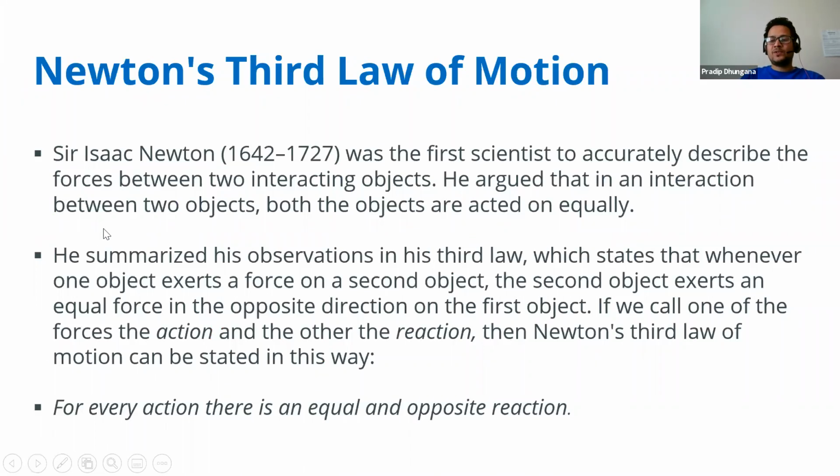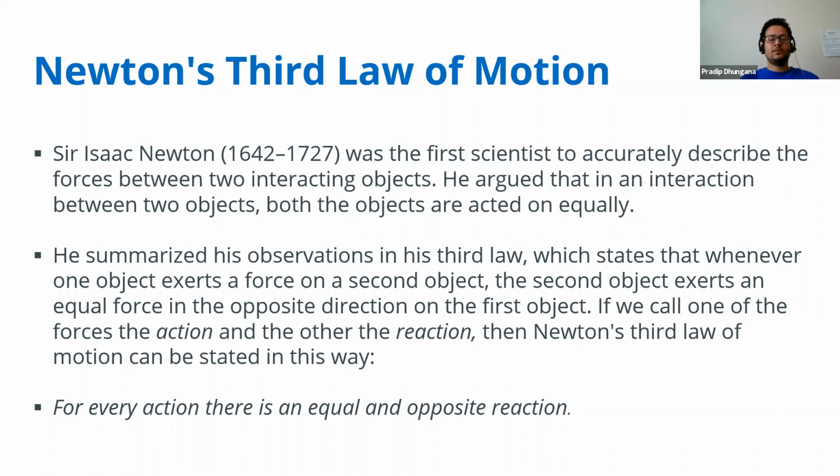As you have heard about Isaac Newton, he is the one who came up with the idea of Newton's third law of motion. He was the first scientist to accurately describe the forces between two interacting objects. He argued that in an interaction between two objects, both objects are acted upon equally.